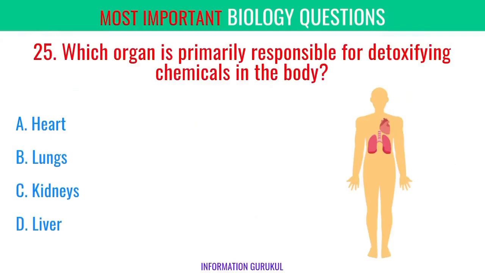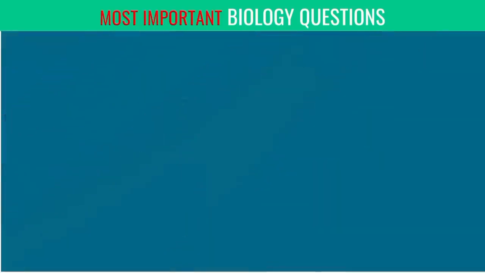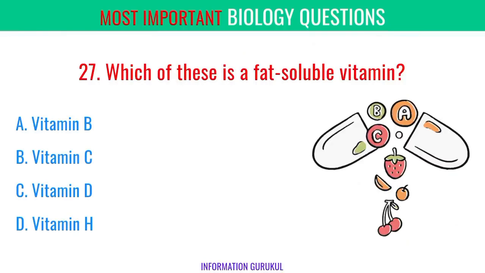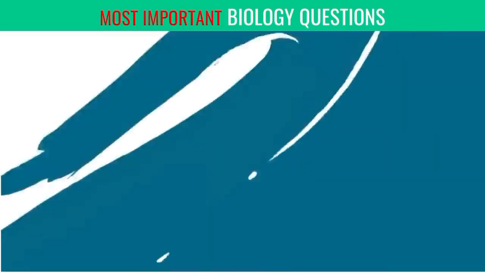Which organ is primarily responsible for detoxifying chemicals in the body? Liver. What pigment gives plants their green color? Chlorophyll. Which of these is a fat-soluble vitamin? Vitamin D. What enzyme in saliva breaks down starches? Amylase.